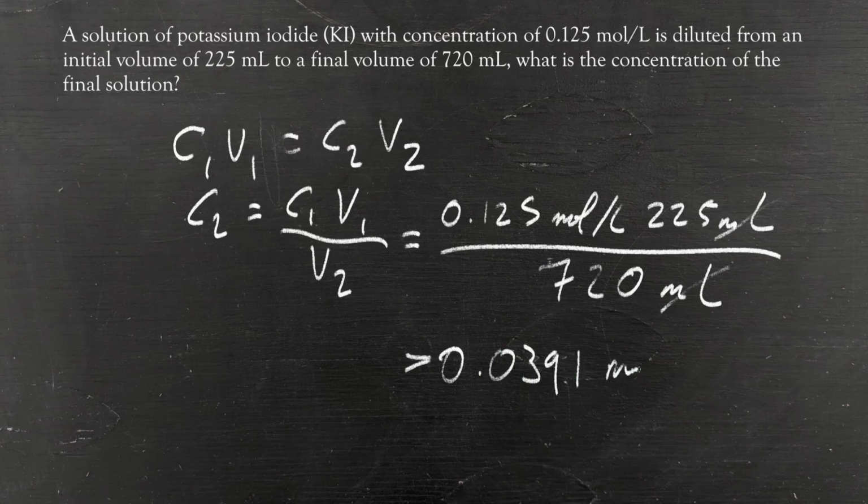0.0391 moles per liter. We can also do a bit of a self-check here. Going from 225 milliliters to 720 milliliters, it's roughly 3 times the volume. And 0.125 and 0.0391, it's roughly a 3-fold decrease. So this answer looks sensible.